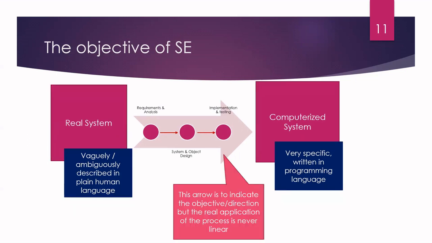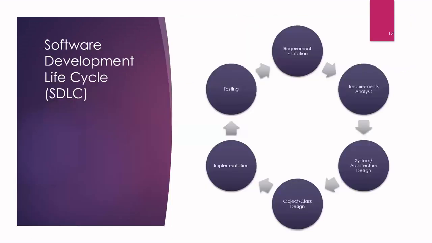Okay. So that arrow is just to describe the direction we want to go into. It doesn't mean that it is linear. It is actually not linear at all. Oftentimes you want to go back from one step to the other in order to fix it, or as you go through the system, your understanding of the system would be enhanced, and you would need to go back to previous models and fix or update them. Okay, so the process is not linear. This line doesn't indicate linearity. It just indicates the direction that we want to go with.